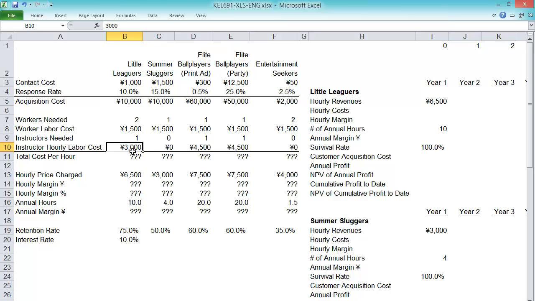And now the total labor cost that we'll have is basically just the workers needed times worker labor cost plus instructors needed times instructor labor cost. So it's just basically B7, B8, B9, B10 multiplied and summed like this. And now we are going to copy this, and we see that it's the same cost for elite ball players and little leaguers. It's less expensive for entertainment seekers and sluggers.